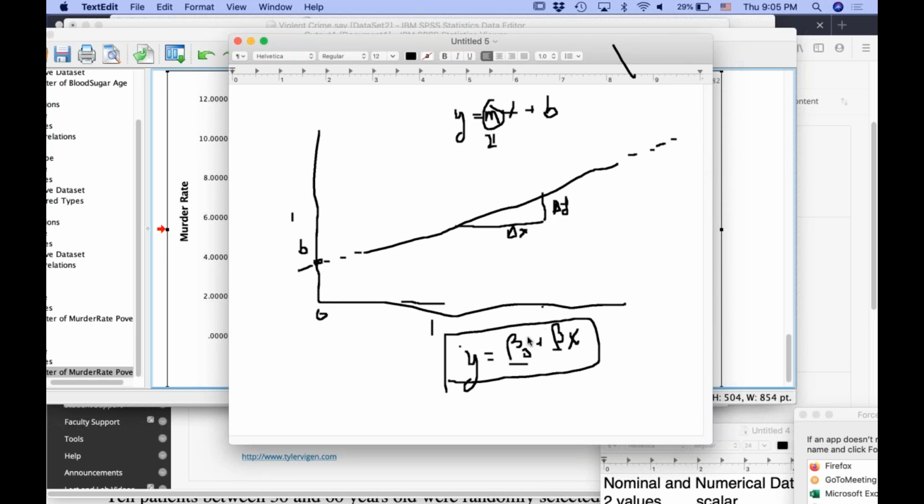Now, the axes that we're using: the x in this case is the poverty rate, and the y in this case is the murder rate, right? So in this case, I could say the murder rate is equal to the y-intercept, whatever that happens to be, plus the slope times the poverty level.